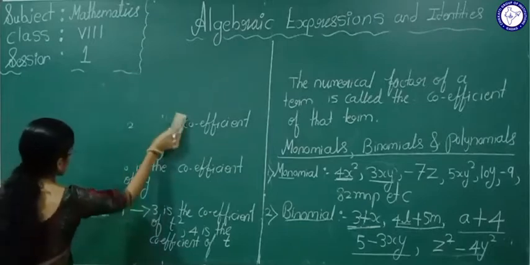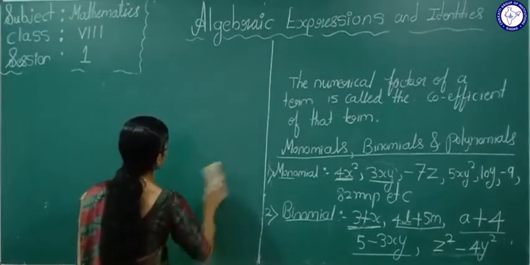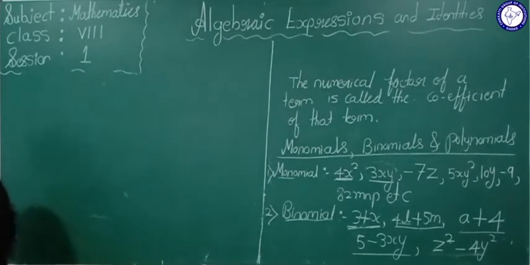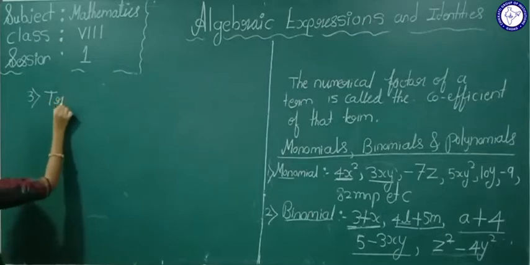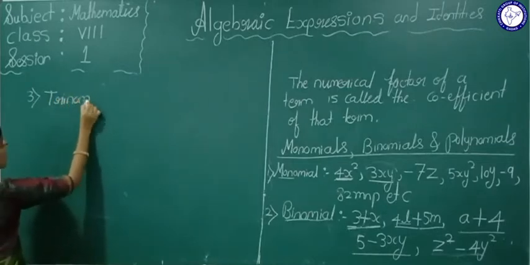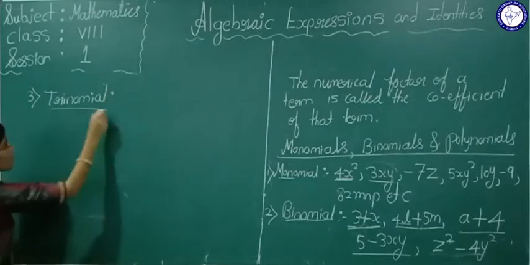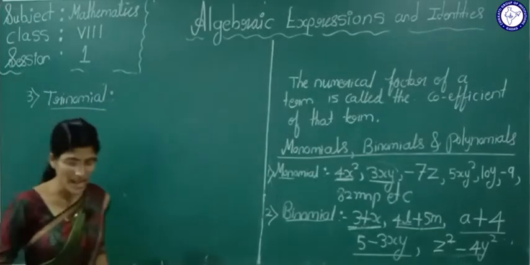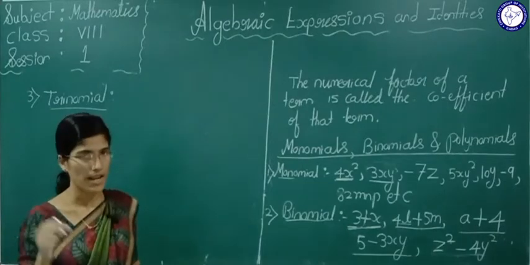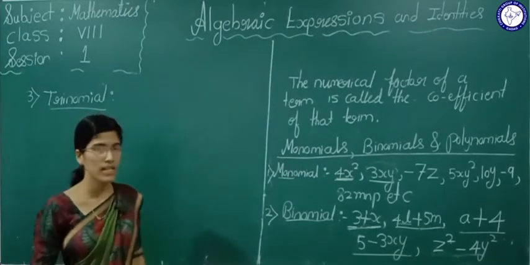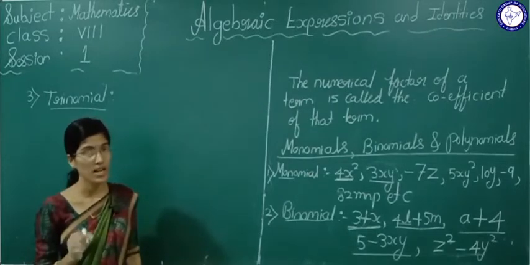Trinomials. So what are trinomials, students? You only tell me. You have learned all this, right? We are just revising this. Trinomial. Tri means 3. An algebraic expression containing 3 terms, then that expression is called a trinomial.